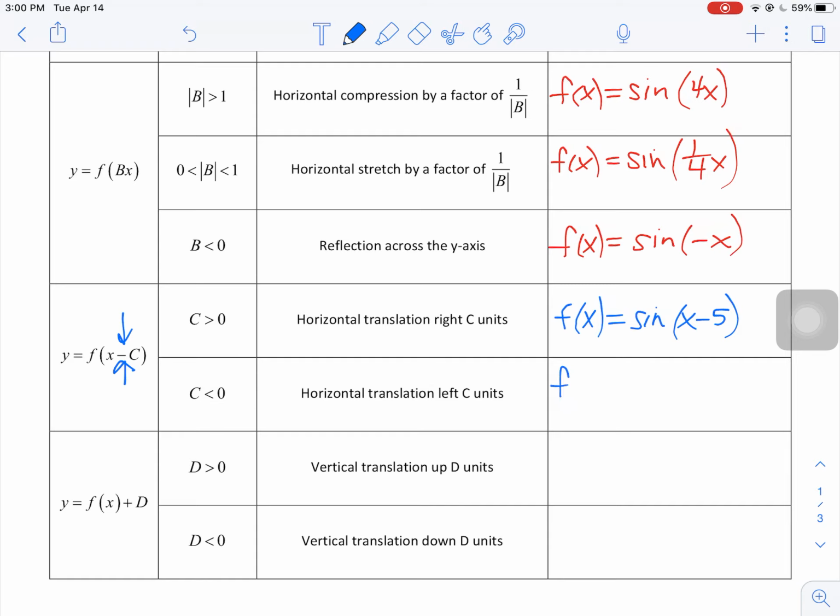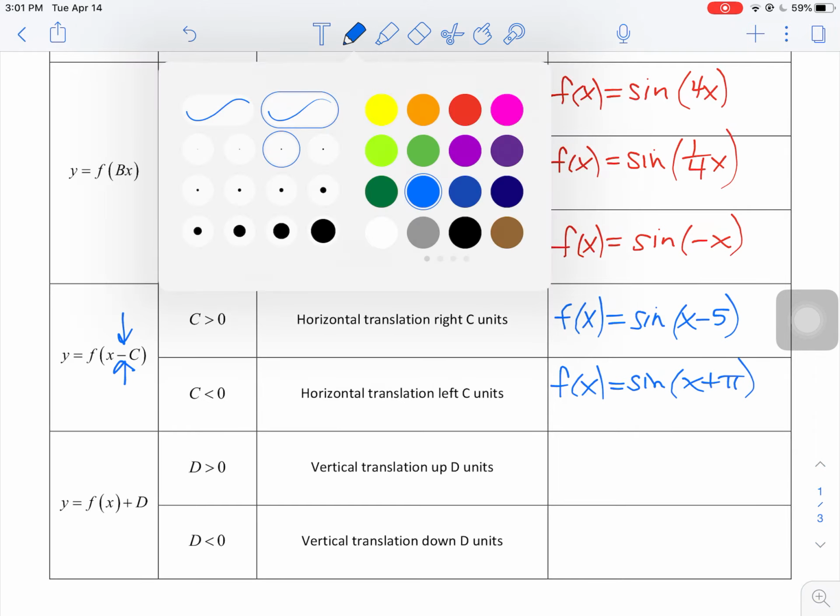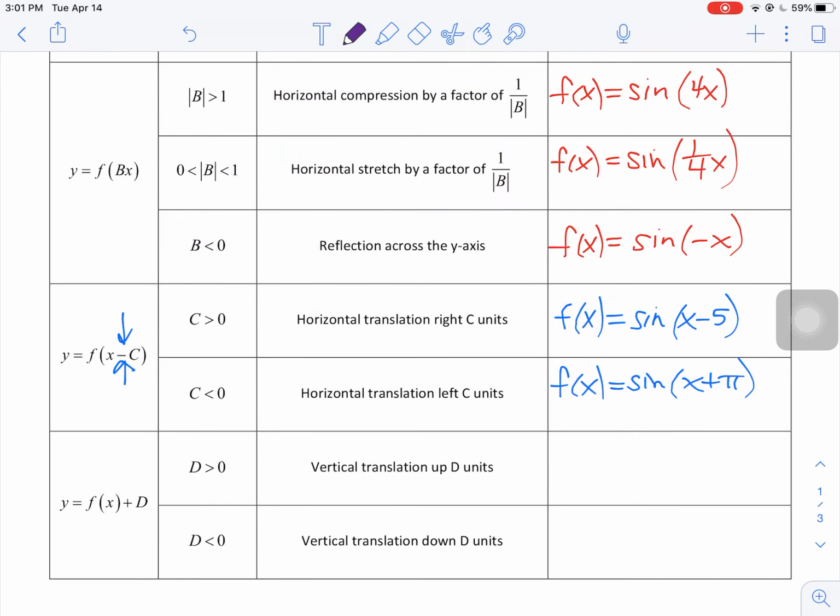If I did something like f of x equals sine of x plus pi, that would be a horizontal translation to the left pi units. I threw the pi in there because typically with periodic functions, you actually work in a new unit called radians. So you could have a pi or pi over 2 or 7 pi. You often actually work with pi's, so I threw that in there so you could start getting used to seeing that. The last one, the vertical translations, those are as they should be.